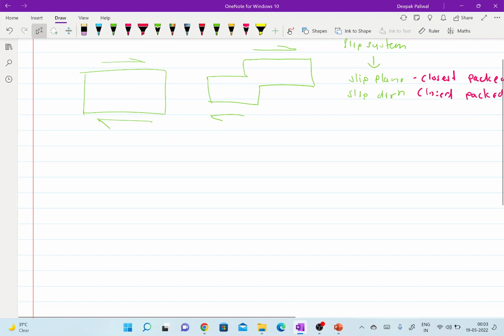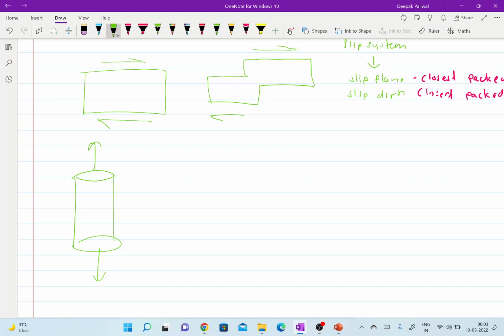So the question arises when we apply the tensile load or the unidirectional load. Suppose I have this type of material and I am applying a unidirectional load. Would this unidirectional stress contribute to the shear stress on an arbitrary slip plane? So let us try to understand whether this uniaxial stress is contributing to the shear component on a particular slip plane.